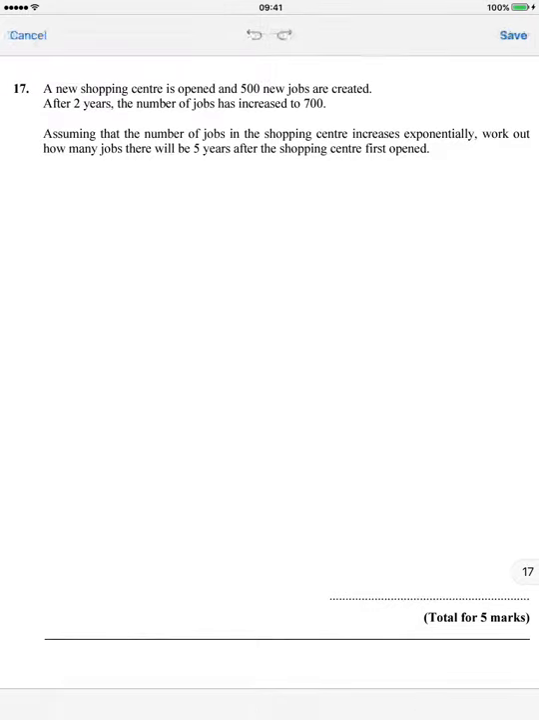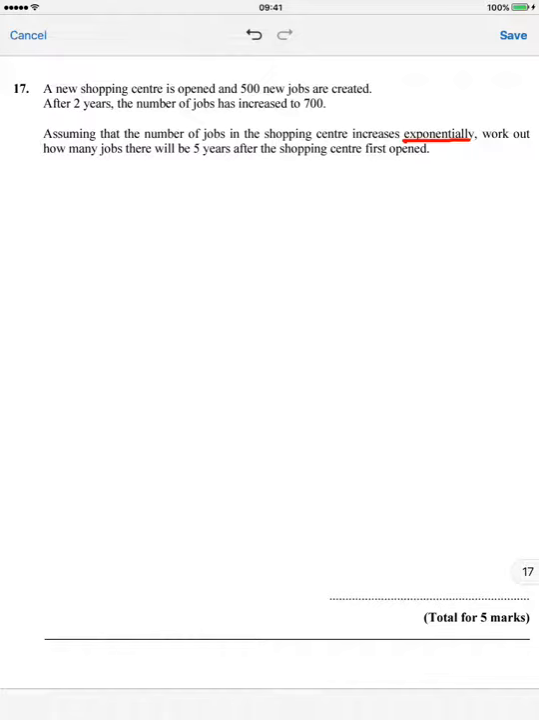So a new shopping centre is opened and 500 new jobs are created. After 2 years, the number of jobs has increased to 700. Assuming that the number of jobs in a shopping centre increases exponentially, work out how many jobs there will be after 5 years of the shopping centre being first opened.